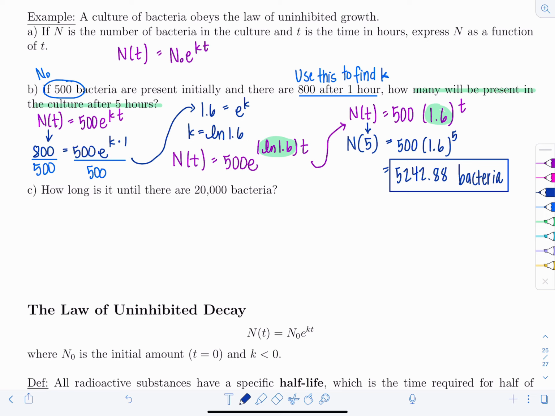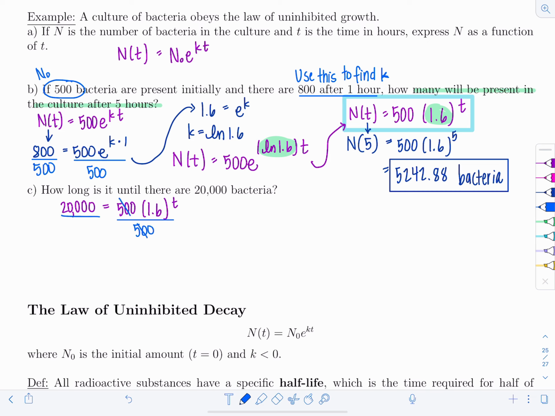Now, part C says how long until there are 20,000 bacteria. So in this case, I'm going to go to the model here. Let me box it so you can find it quickly. And I'm going to substitute 20,000 for N of t. So I want to know, when is the population going to equal 20,000? So this is 500 times 1.6 to the t. So to solve, we're going to divide both sides by 500.